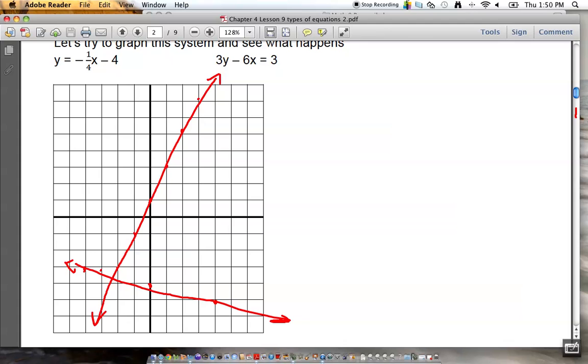Are these lines consistent or inconsistent? Consistent. How do you know they're consistent? Because they touch, they meet. Good, they intersect. You can find a point in common. Next, are they dependent or independent? Independent, because whenever they cross and make an X, it's like independent.